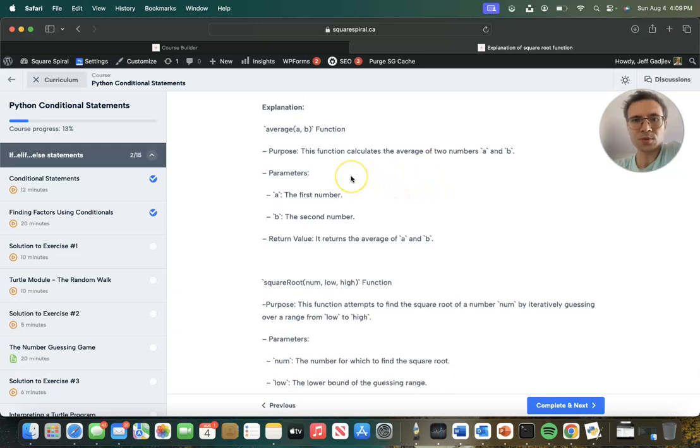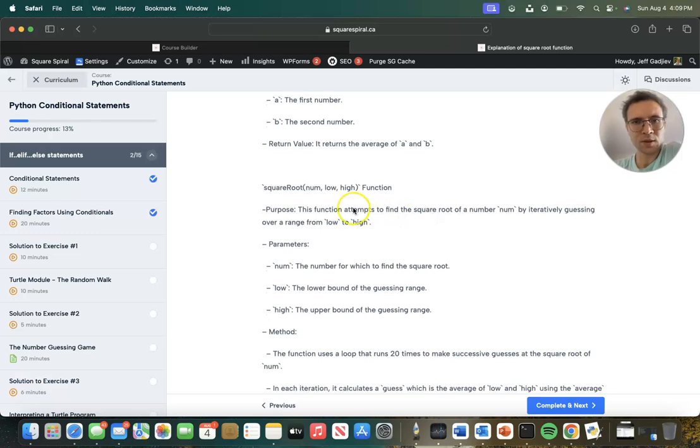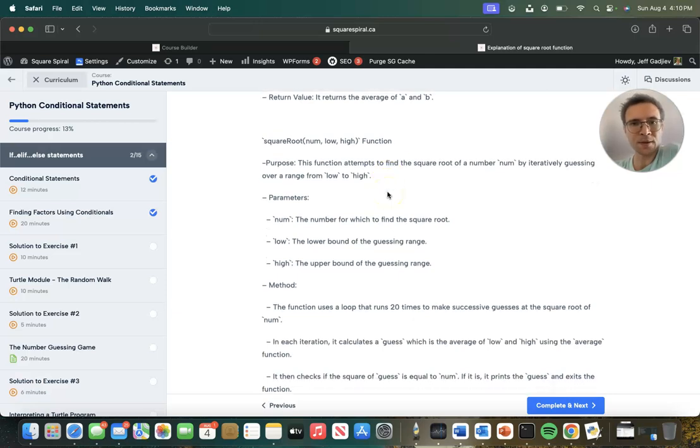This function accepts two parameters, a, the first number, and b, the second number, and it returns the average of a and b. Then we have our square root function. It accepts three parameters. So this function attempts to find the square root of a number by iteratively guessing over a range from low to high.